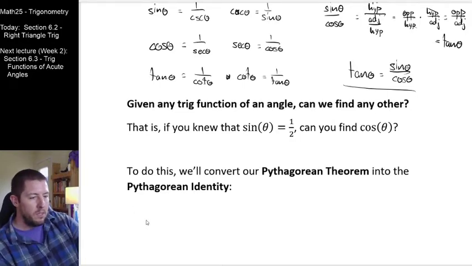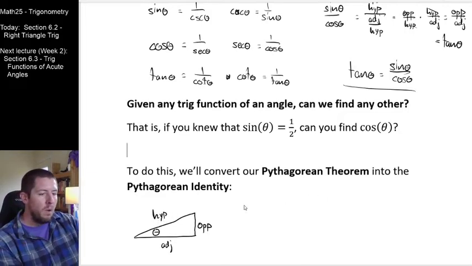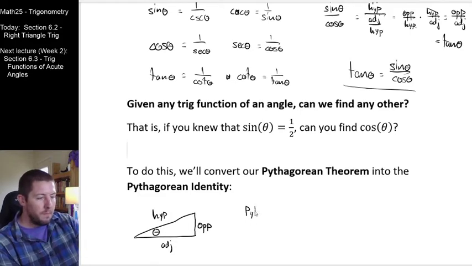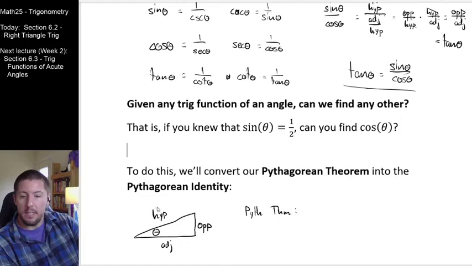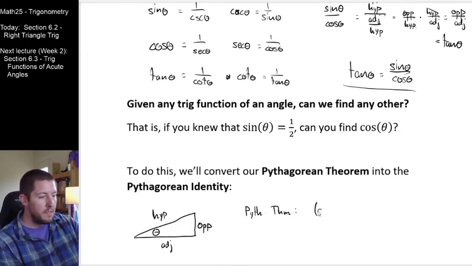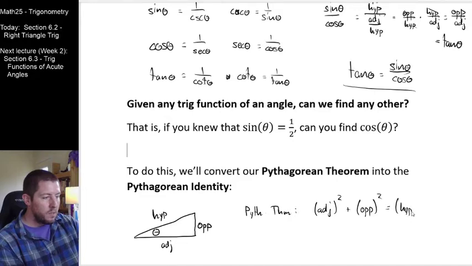So I'm going to label a general triangle here. I've got a theta. Relative to theta, this is the side that I would call adjacent. This is the side that I would call opposite. This is always going to be labeled as the hypotenuse right there. What we know from the Pythagorean theorem is that this is like a squared, this is like our b squared, and this is like our c squared. So the Pythagorean theorem says adjacent squared plus opposite squared equals hypotenuse squared.